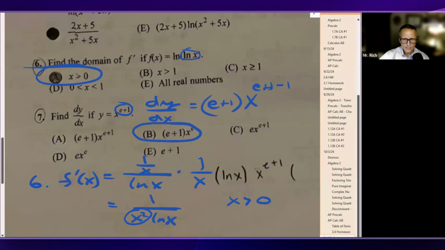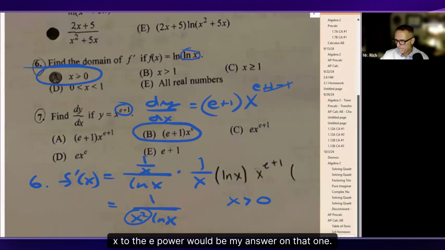E plus 1, the 1 minus 1 is e, so it's x plus 1 times x to the e power would be my answer on that one.